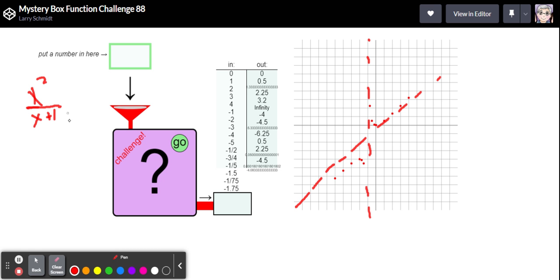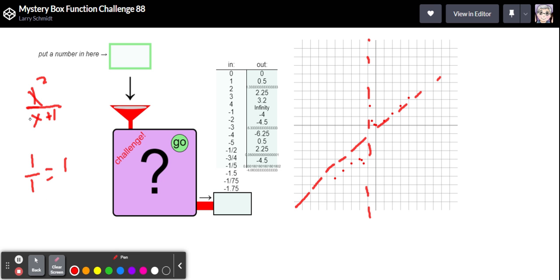Well, let's put in an x squared. And the way you get the slope of your slant asymptote is you take the coefficients of the leading terms. The coefficient of x squared would be 1, and the coefficient of x is 1. So your slope would be 1, and that's actually what we're seeing here. It looks like once this curve sort of balances out, it is approaching that asymptote that has a slope of 1. So maybe it is just x squared over x plus 1.